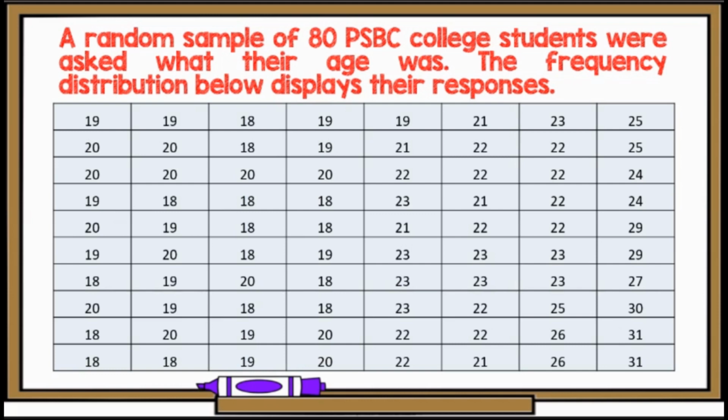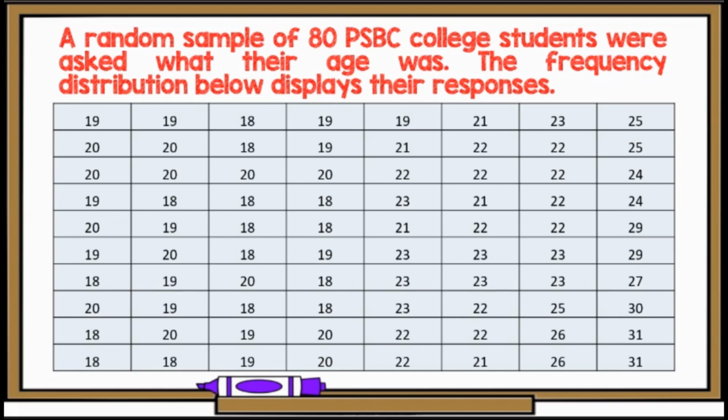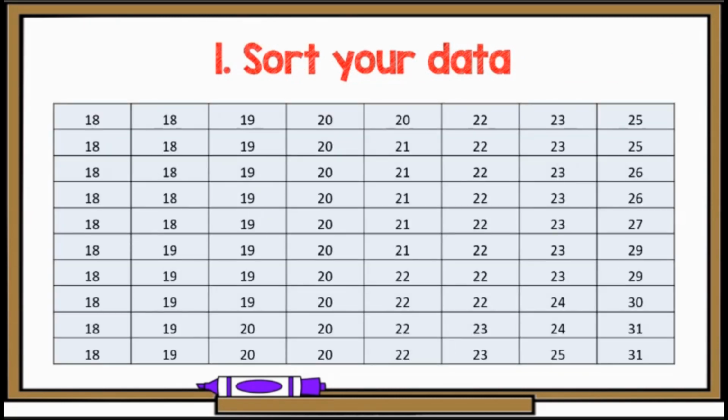Let's start with step 1. Step 1, sort your data. It can be from lowest to highest or highest to lowest. So from your data here, we have 19, 20, 20, 19, 20, 19, 18, 20, 18, 18. It's confusing, right? Because the numbers are mixed. Let's arrange it from lowest to highest. This is going to be your new data set. There, it is arranged starting with 18, our lowest value, up to 31, our highest value for the distribution.